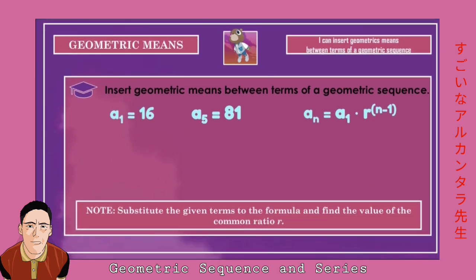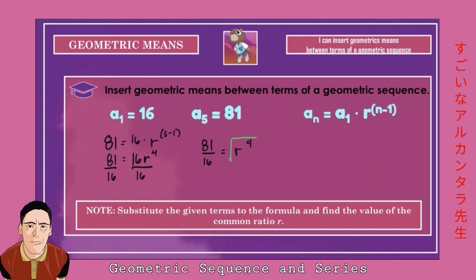So we have a sub 5 this time. So no problem with that. We're going to have 81 equal to a sub 1, which is 16, multiplied by r raised to the quantity 5 minus 1. So 81 is equal to, let's just skip a little here, 16r raised to 4. So divide both sides by 16. Again, when you're trying to figure out what to divide both sides with, it's simply the numerical coefficient. This is going to give us 81 over 16 equal to r raised to 4.